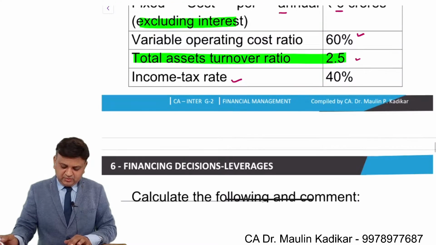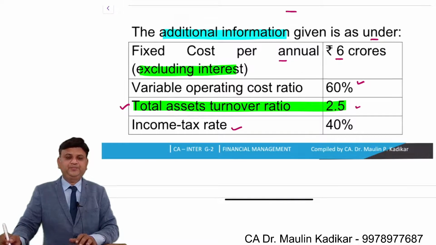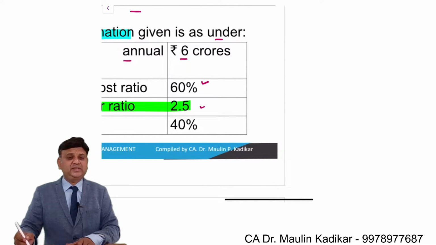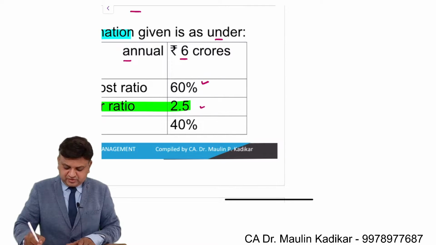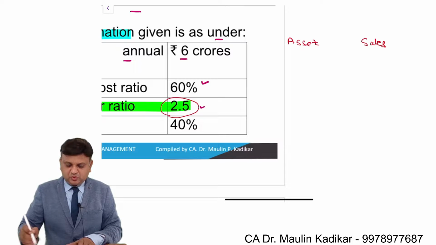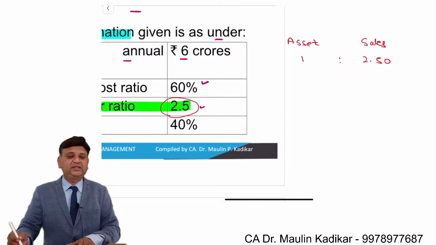Dear students, the new information that we have over here is total asset turnover ratio. I'll give you a one line explanation of the same. Total asset turnover ratio indicates what is the sales of the company for every 1 rupee of the asset in which investment is made. So it is asset and sales. Asset turnover ratio is 2.50. It means that for every 1 rupee of the asset, sales is 2 rupee 50 paise. That is what this ratio is indicating.